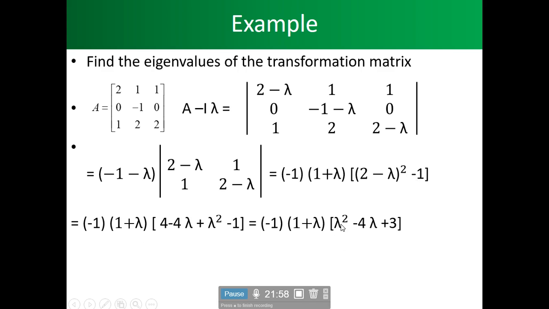We multiply this out. We get minus 1 times 1 plus lambda times lambda squared plus 4 lambda plus 3. And that breaks down to, we now have what? A 1, a 3, and a minus 1 for our eigenvalues.